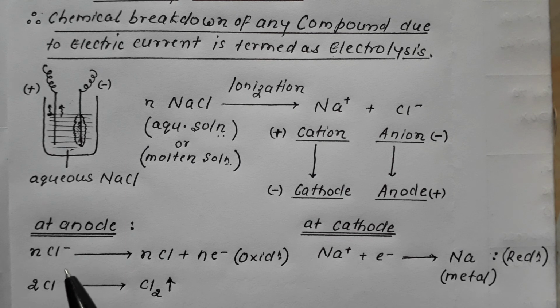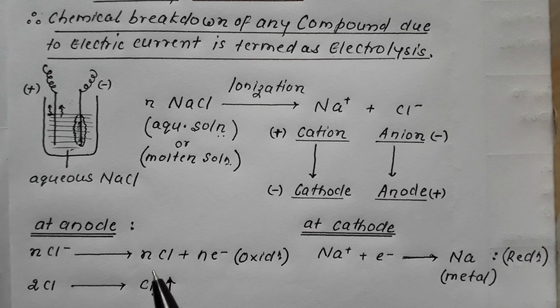What happens at the anode? The n number of chloride ions at the anode lose their electrons, resulting in the formation of n number of Cl, neutral species. Loss of electron is termed as oxidation. We have already dealt with that, may it be electrolytic cell or voltaic cell: at anode it is always oxidation, for sure. So n chloride ions convert into n Cl by losing n electrons.